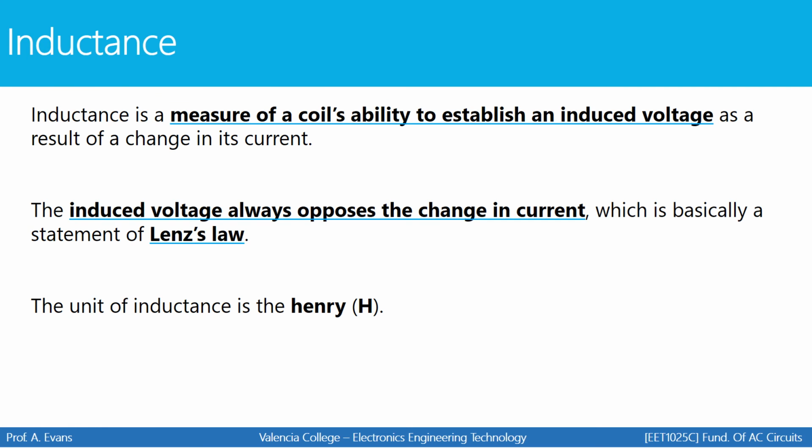Inductance is a measure of a coil's ability to establish an induced voltage as a result of a change in current. So when we measure inductance, we're measuring that coil's ability to establish a voltage in response to a change in current as it flows through the coil. The induced voltage is always going to oppose the change in current. If you will, you can think about how equilibrium occurs, and sometimes there is an equal and opposite reaction in order to establish an equilibrium.